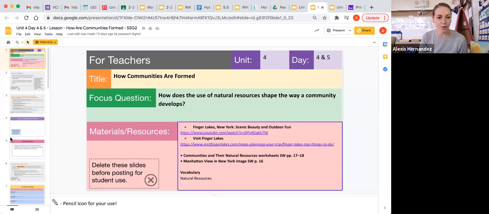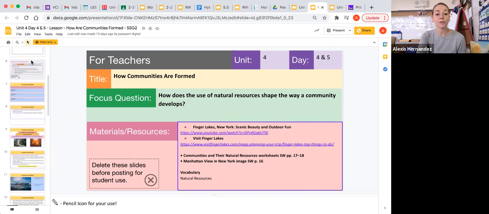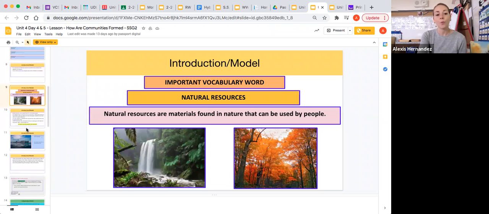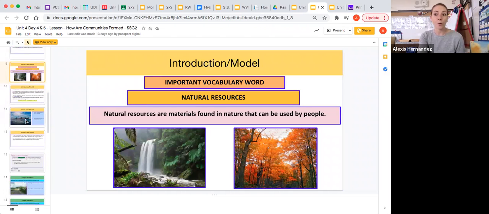So I'm going to share my screen and show you the Passport to Social Studies lesson plan template that's already provided for you on TeachHub. You'll see here that the students are analyzing how communities are formed with a specific focus on natural resources and how natural resources help shape and develop communities. So the students work to get to know what natural resources are, what some examples of natural resources are, where they can find them, and where they see natural resources in their own communities.